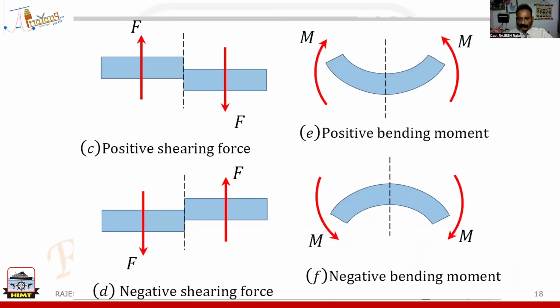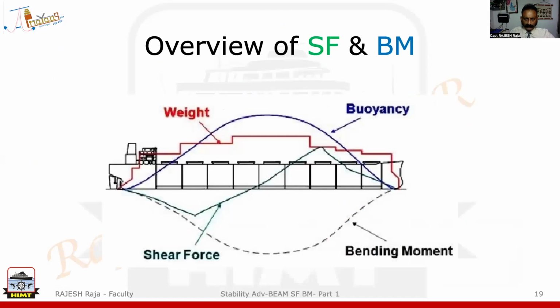I've just shown you again the signs of shear force and bending moment. If you translate this to a vessel, please see here. There are two important forces happening on a vessel. One is weight, which is creating a downward force, which is negative. There is buoyancy, which creates an upward force, which is positive. And because of this, I'm getting a shear force and bending moment depending on the distribution. Please remember that is what is most important.